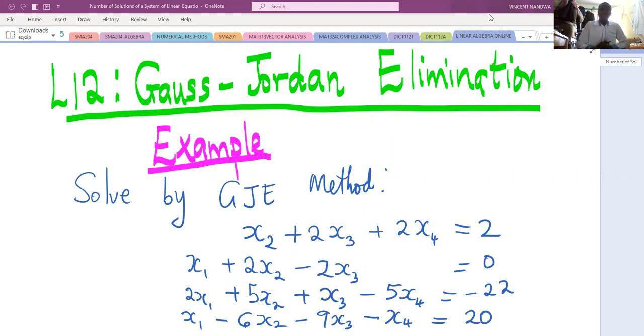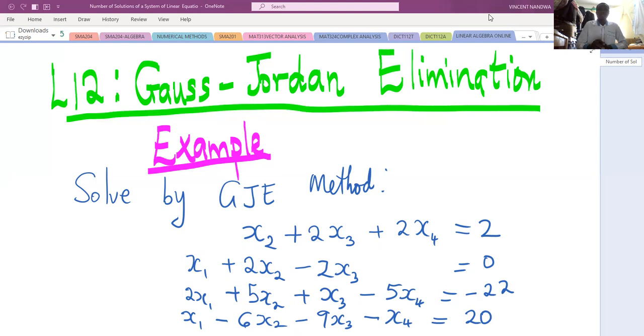The system: x2 plus 2x3 plus 2x4 equals 2, x1 plus 2x2 minus 2x3 equals 0, 2x1 plus 5x2 plus x3 minus 5x4 equals minus 22. And the last equation is x1 minus 6x2 minus 9x3 minus x4 equals 20.